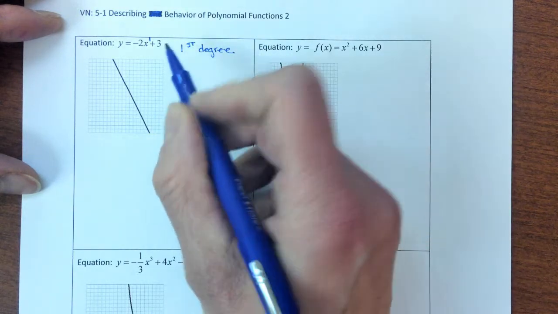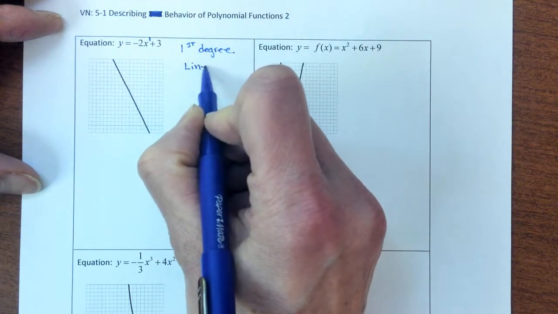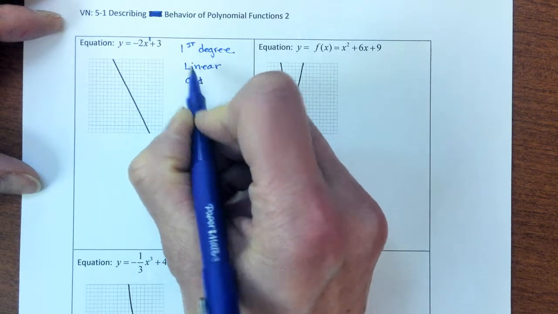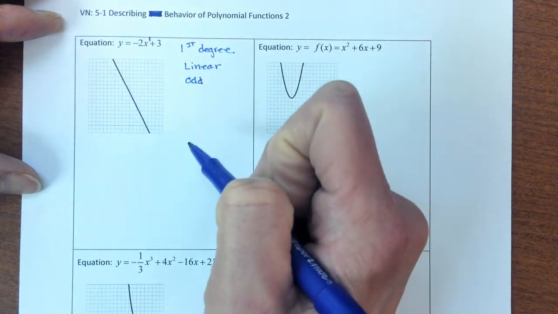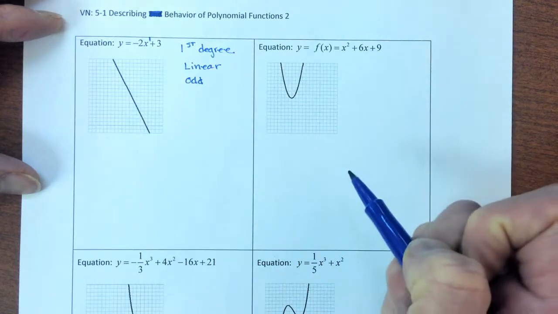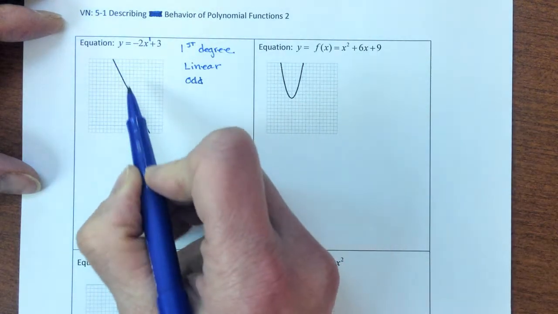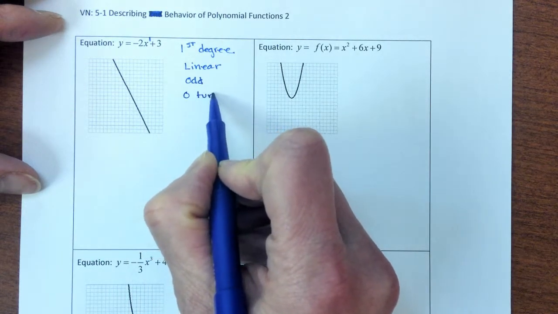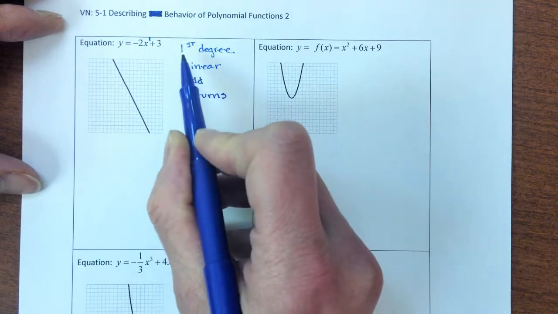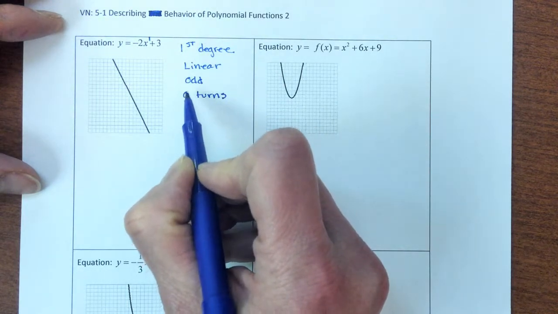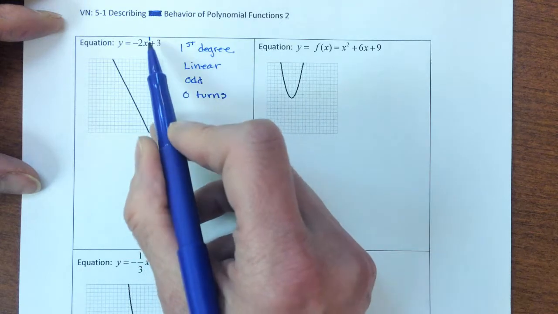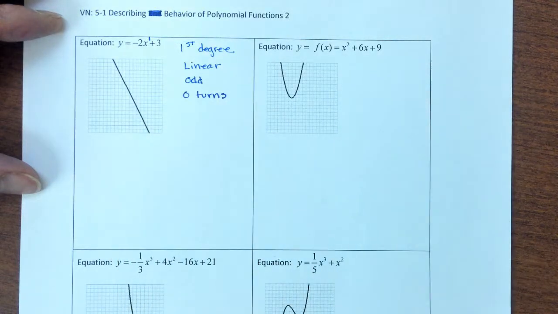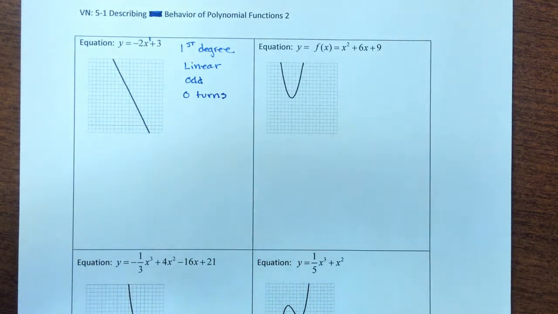So a first degree polynomial is linear. It's also an odd function because our exponent is a 1. So let's talk about number of turns. We can see right here that there are 0 turns. So a first degree has 0 turns. The number of turns is always 1 less than the degree. So there's 0 turns.